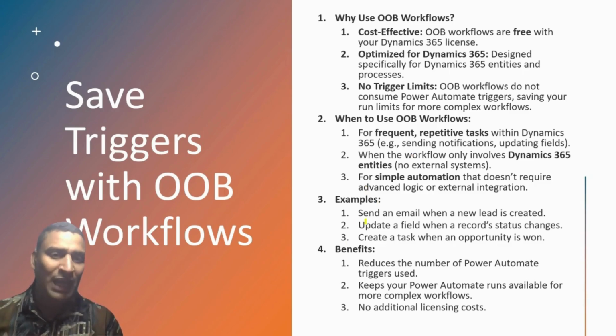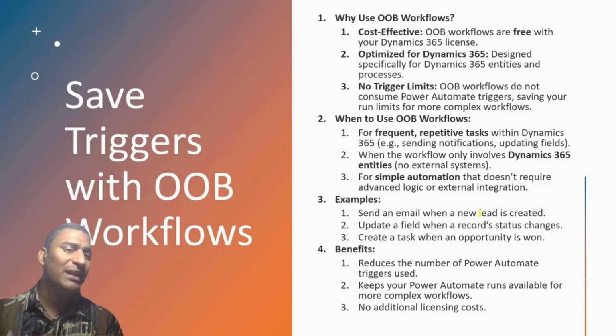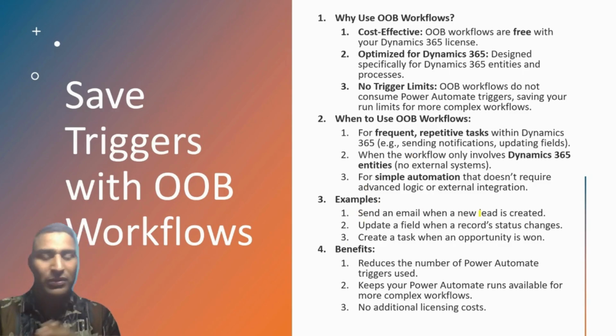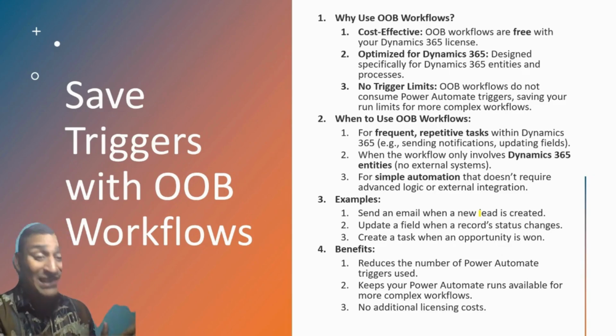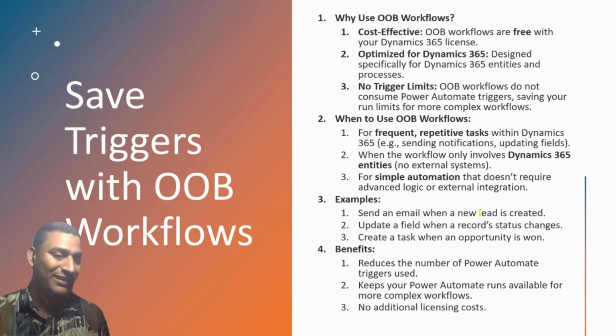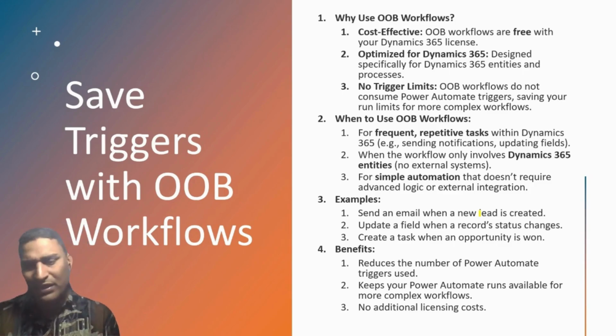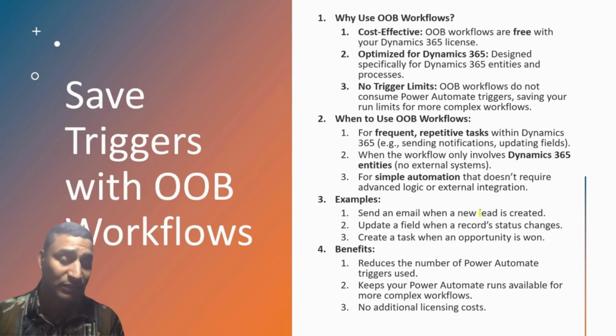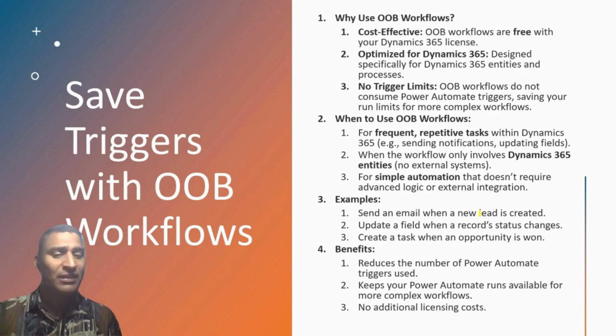So as I told you here, sending an email when a lead is created. You don't need to create a Power Automate flow for that because it costs you and your organization. Make sure you do not create a Power Automate flow, so that you can use the out of box workflow, the vanilla flavor. You can also update a field when a record status is changing. The same thing you could do with Power Automate, but use the out of box workflow. Create a task, this is one of the steps.